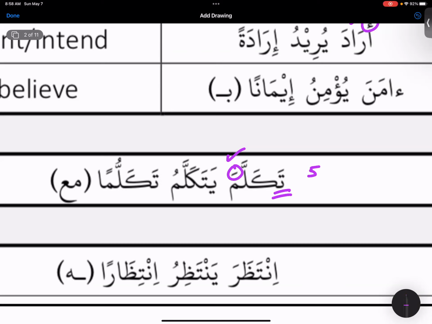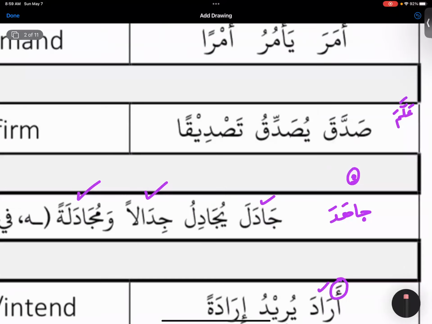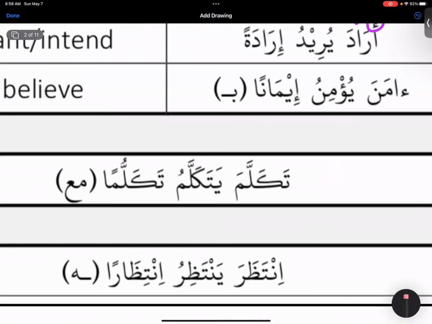And then Takallama becomes Yatakallamu. So again, this is a set pattern. We are just adding ya over here and then dhamma at the last. And this is how we can turn into mudariya. Which family is it, Ustadhji? Family five. So allama and then ta'allama, you can remember them together.